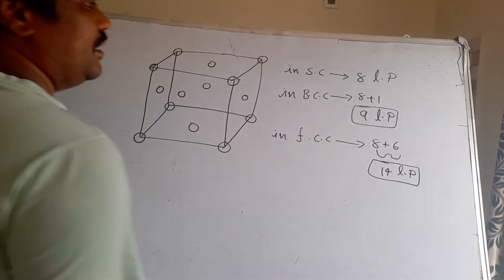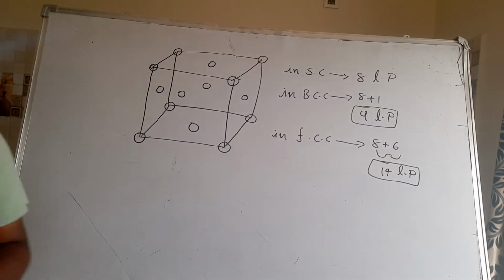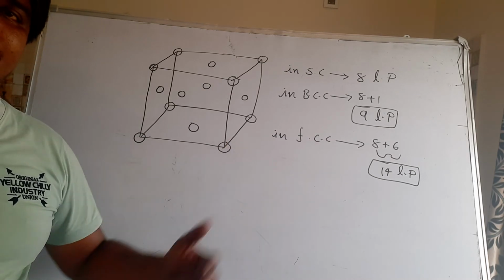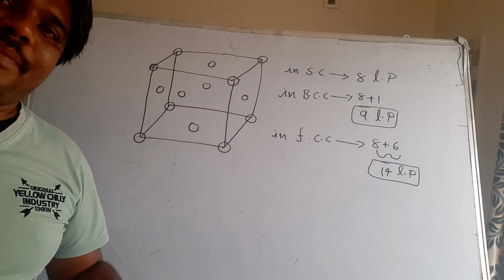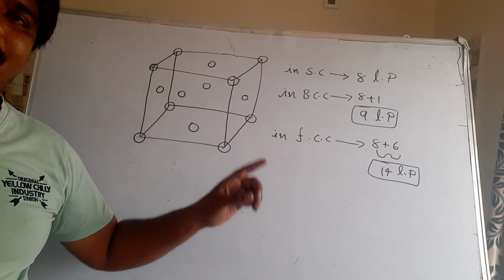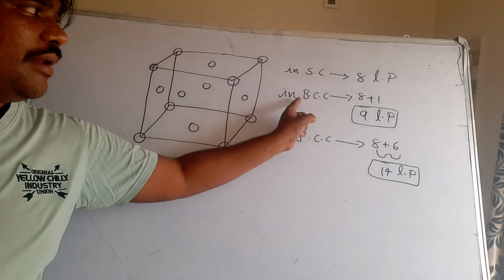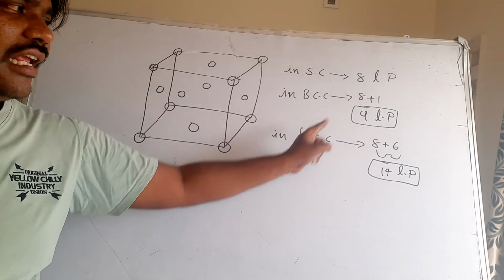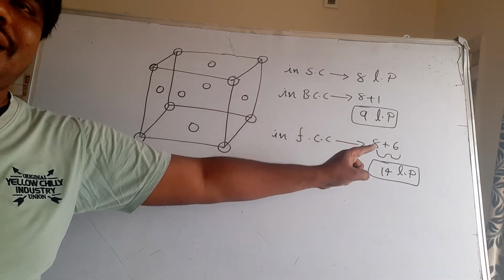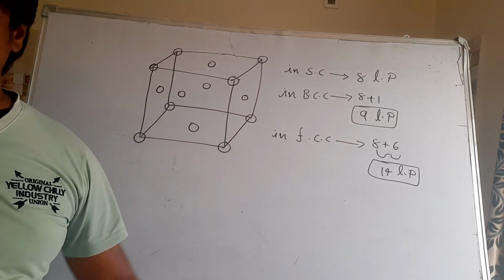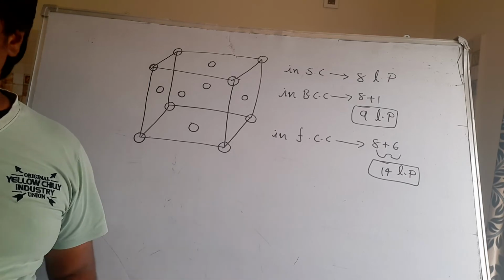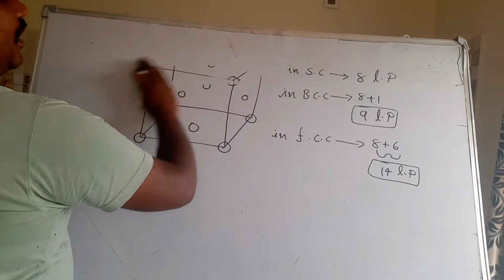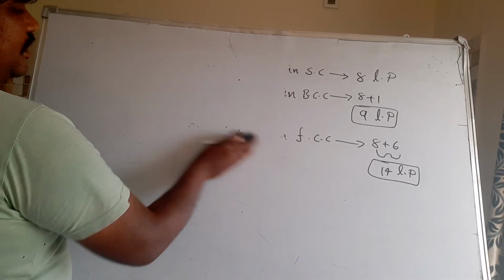You getting my point? Yes, these are also somewhat needed data for your calculations in solid state. Now again I am repeating. In simple cubic unit cell there are 8 lattice points. In body centered cubic unit cell there are 9 lattice points. In FCC there are 8 corners and 6 face centers, totally 14 lattice points are present. This is also a very important data for your problems.